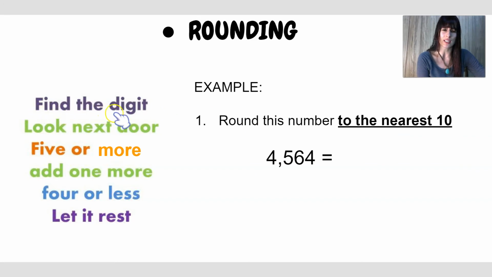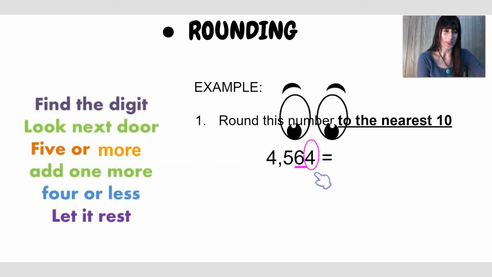Now, the first thing it says that we need to do is find the digit. Find the digit that your teacher wants you to round it to, the nearest 10. So that means we are going to underline the digit that's in the tens place value, and that is the number 6 in our case. Now, the next thing you have to do, it says look next door. So let's look next door. And the way we do it, we circle that, right? So it looks like an eye looking at the number.